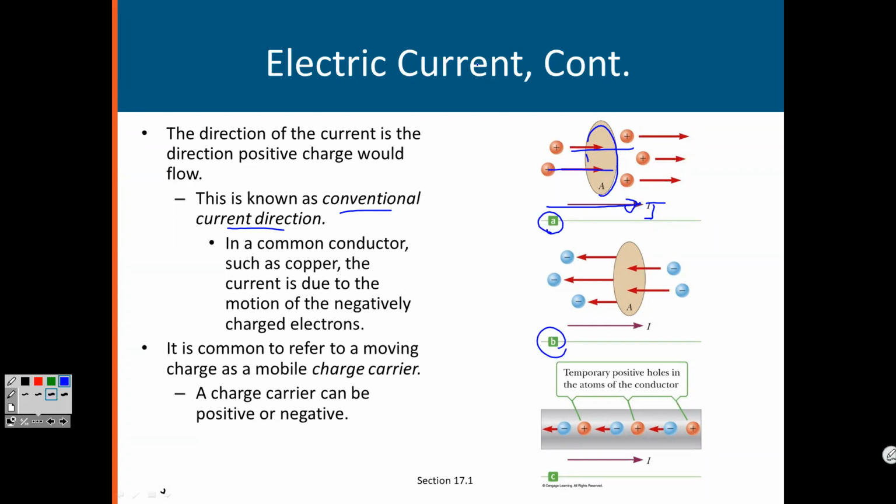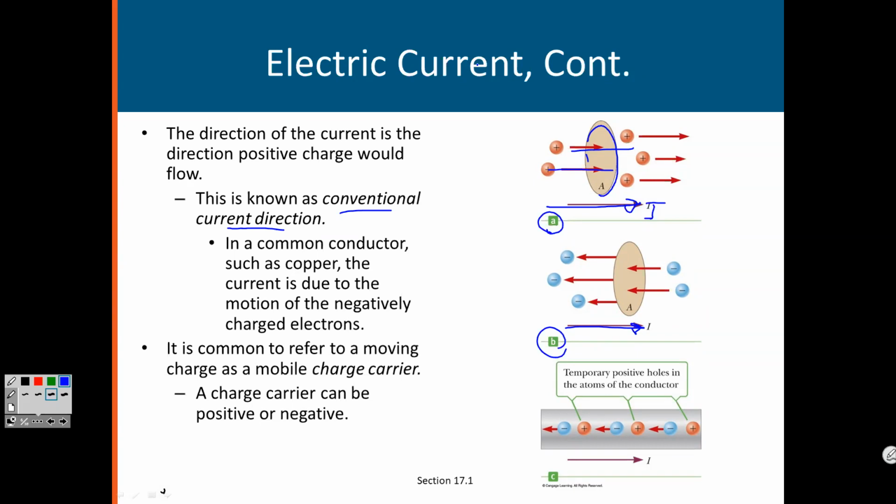Now, what happens? Let's say some negative charges are flowing to the left. What is the direction of the current? It is not the same direction as the negative charges flowing, but in the opposite direction to the negative charges flowing. So the direction of the current in B also will be to the right. Okay, is this clear to everyone?